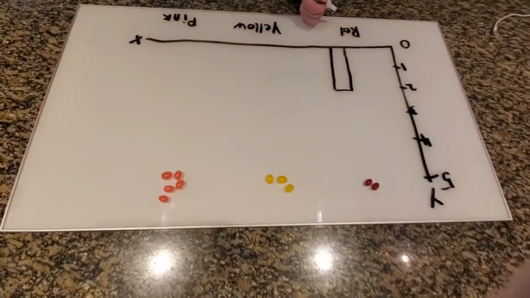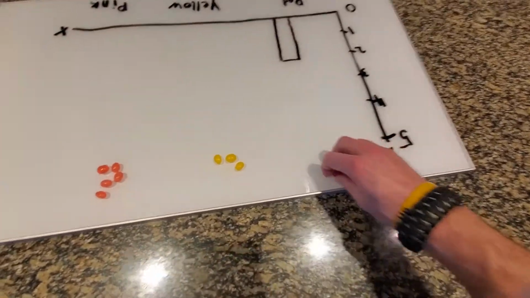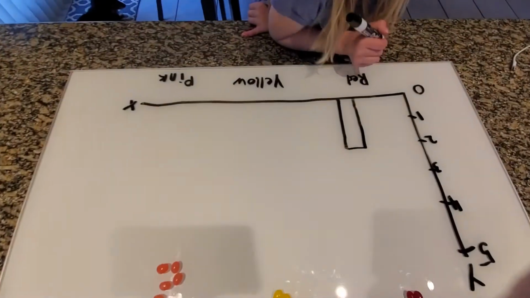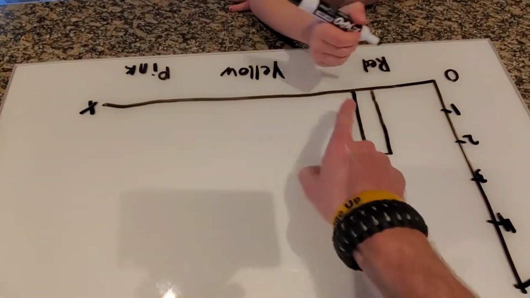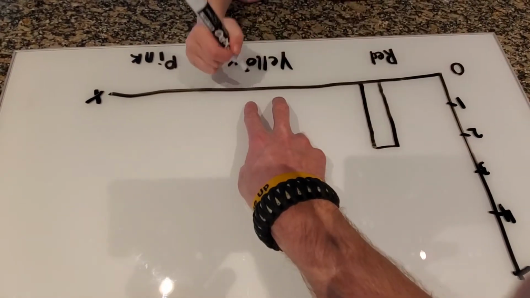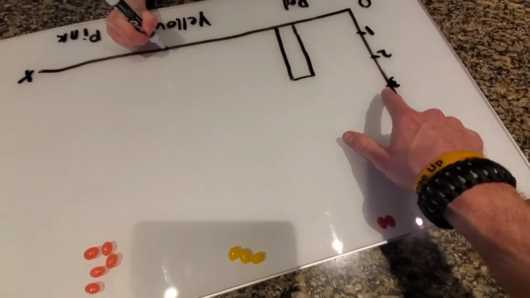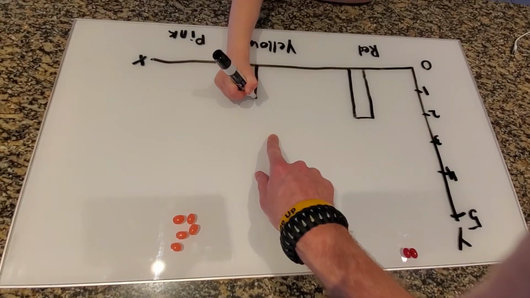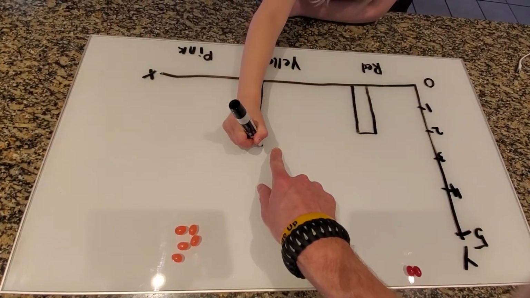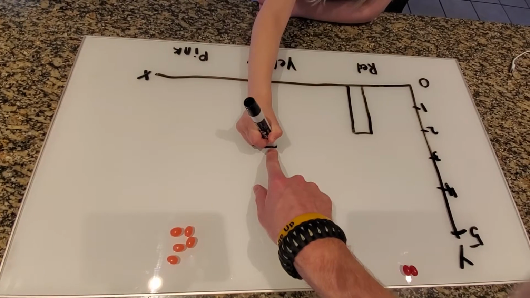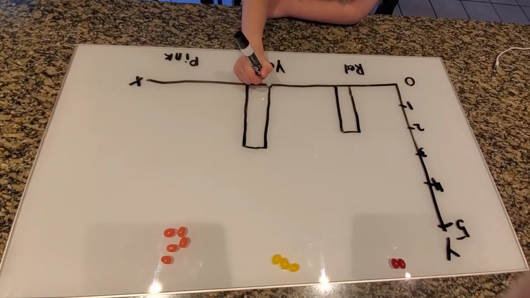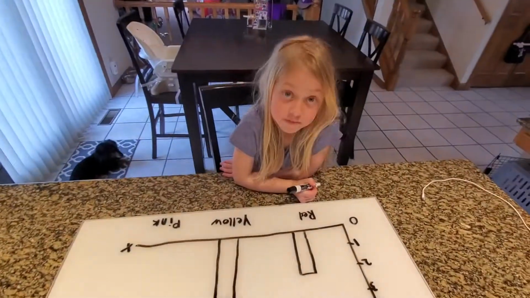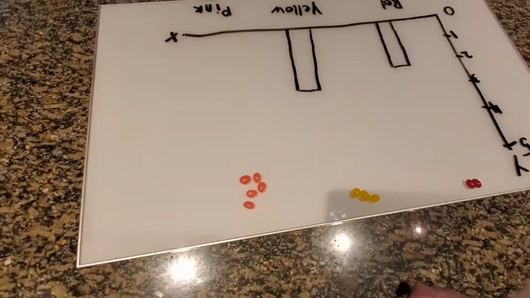Perfect. So how many yellows do we have there, Ellie? 3. I'm going to move these up a little bit. All right, we have 3. So now she's going to make that same rectangle above yellow, but now we're going to go up to 3. I'll help her out. So we want to go up to about right there. Good, and down. Have you done this before, Ellie? No. Oh my goodness, you're doing great.